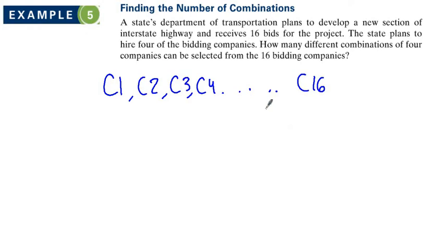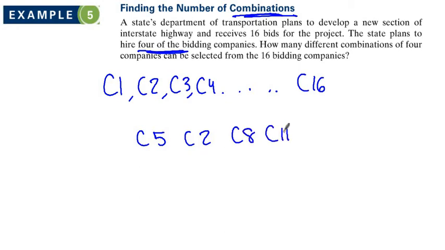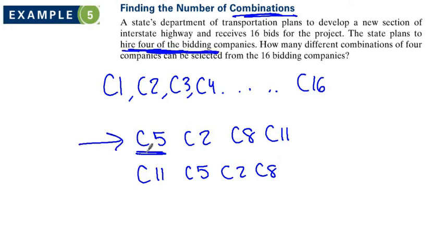So why would this be a combination instead of a permutation? Remember, in a combination, order doesn't matter. Does it matter if I hire company 5 followed by company 2 followed by company 8 followed by company 11? Is that going to be any different than if I did company 11, company 5, company 2, company 8? Does it matter? And the answer is no. Remember, if you're hiring 4 of the companies, these 4 companies will get hired. If I'm company 5, I'm happy because I got hired. Am I any less happy if I got hired second versus first? No, I'm not, because I got hired. As long as I'm in the group of 4, it really doesn't matter what order I got hired.